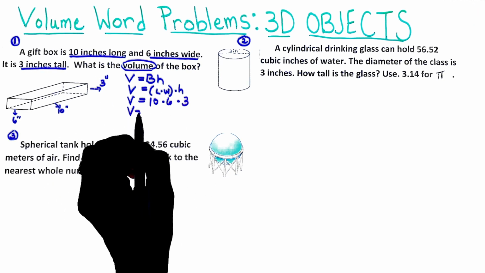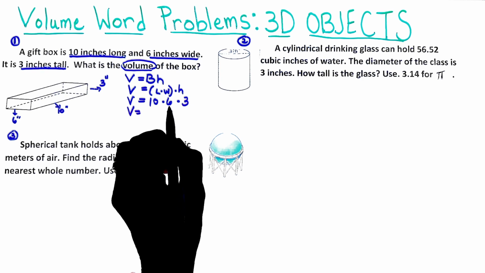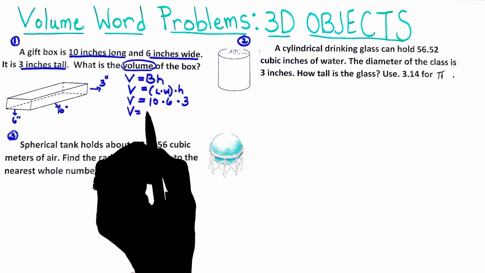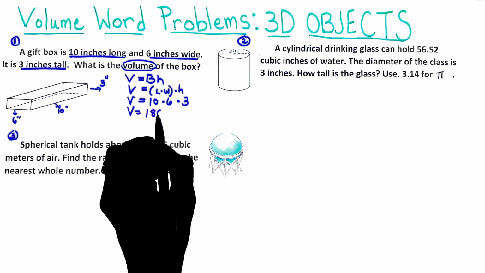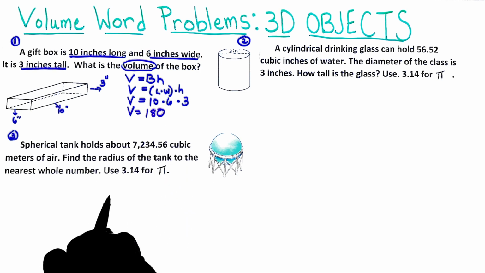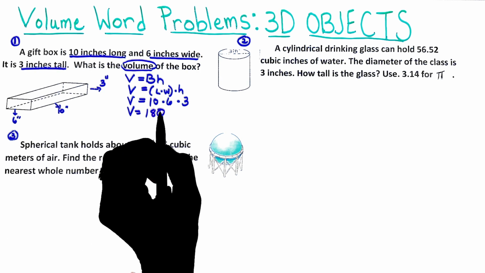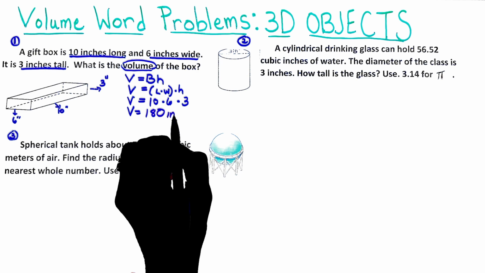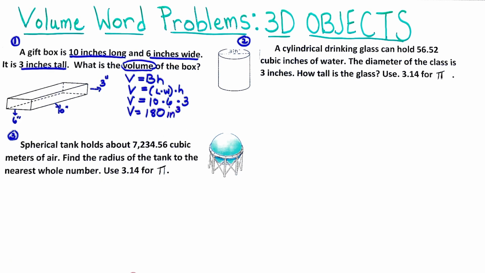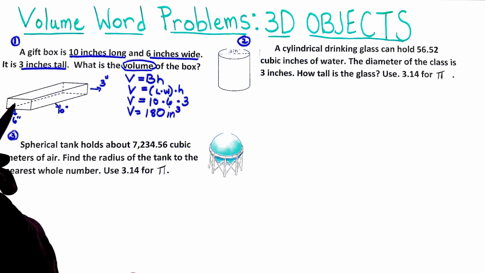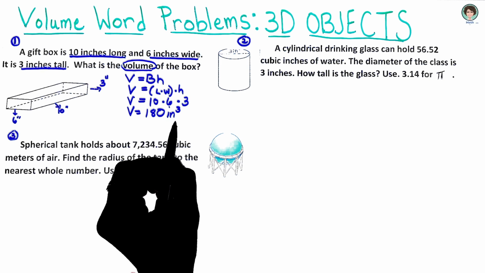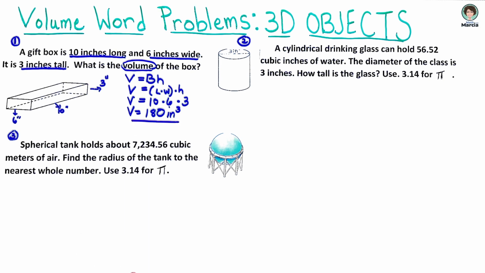Well, we know that 10 times 6 is 60, and 60 times 3 is 180. And when we're talking about volume, we are talking about inches here, and it's cubed. So that is telling us that is the amount of space that's inside of this gift box. And yes, this was our answer. All right, well, let's look at question number 2.